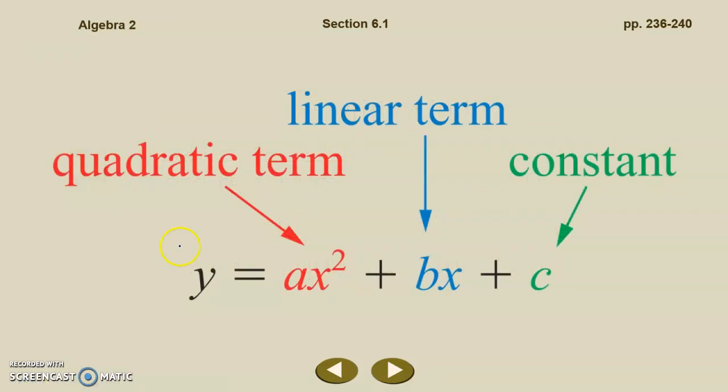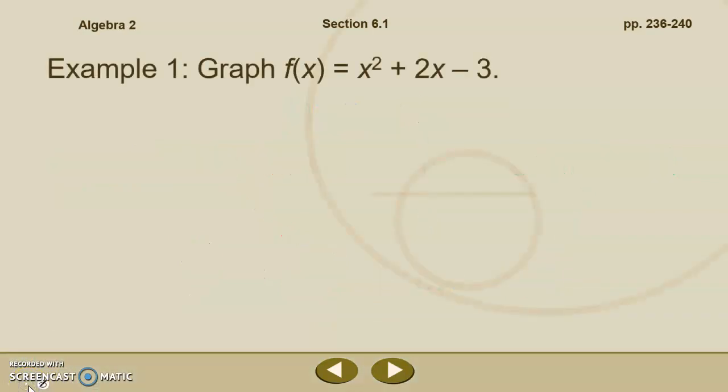Within that general form of the quadratic function, you can see that we have 3 different terms. Remember, we can write that as f of x here. Our first term is called our quadratic term. That's because that represents x squared, x times x. Then a linear term and a constant term. Remember that a constant is just a number. So we have those 3 terms in a quadratic function.